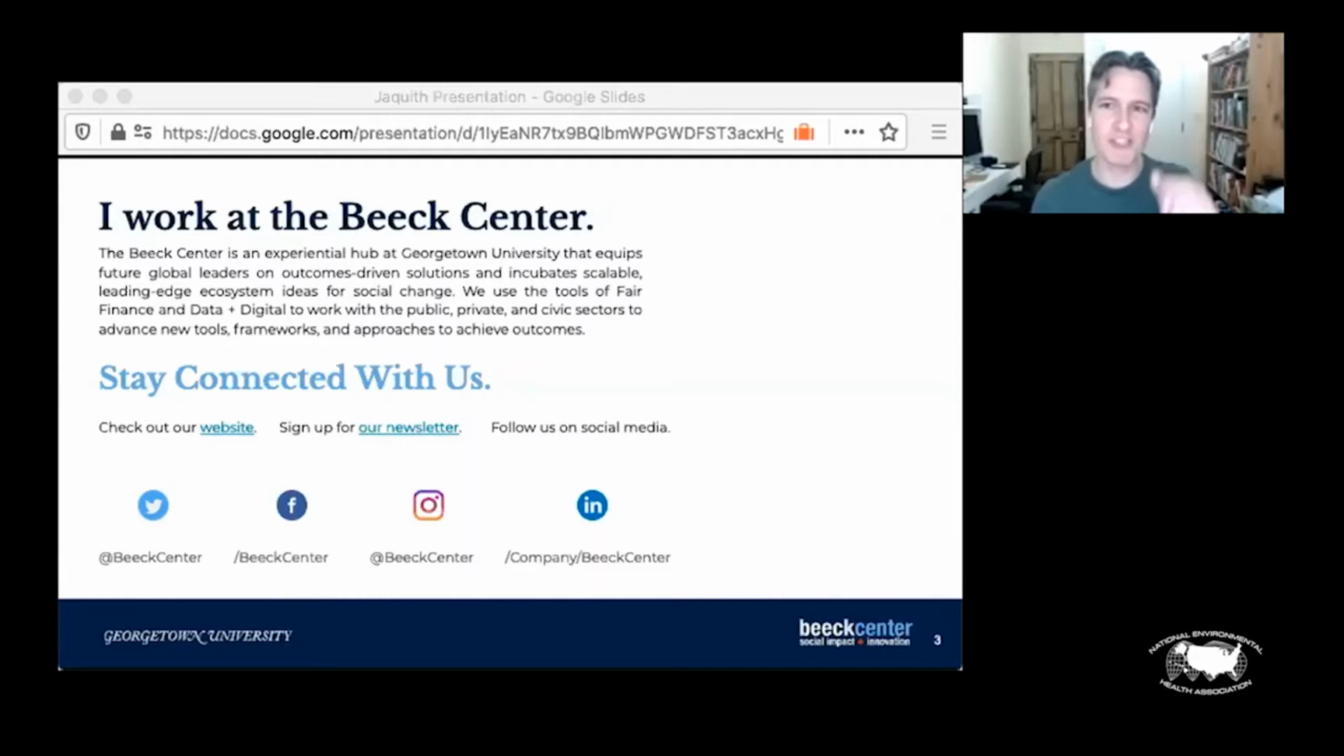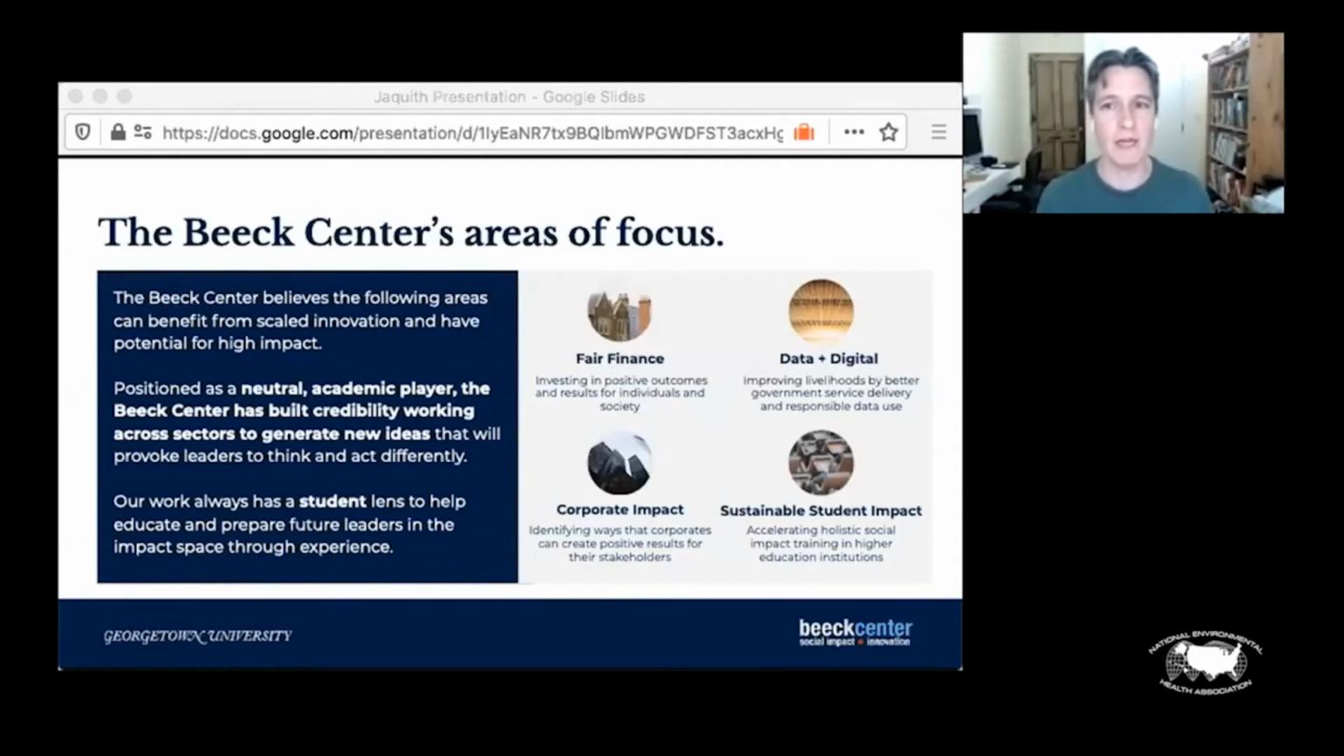As the slide explains, the Beck Center is this experiential hub at Georgetown to equip future global leaders on outcomes-driven solutions and incubates ideas for social change. The idea is to work across sectors to generate new ideas, to provoke leaders to think and act differently. The part of the Beck Center that I'm within is this data and digital silo, which promotes our work as improving livelihoods by better government service delivery and responsible data use. So that's me. That's the Beck Center.